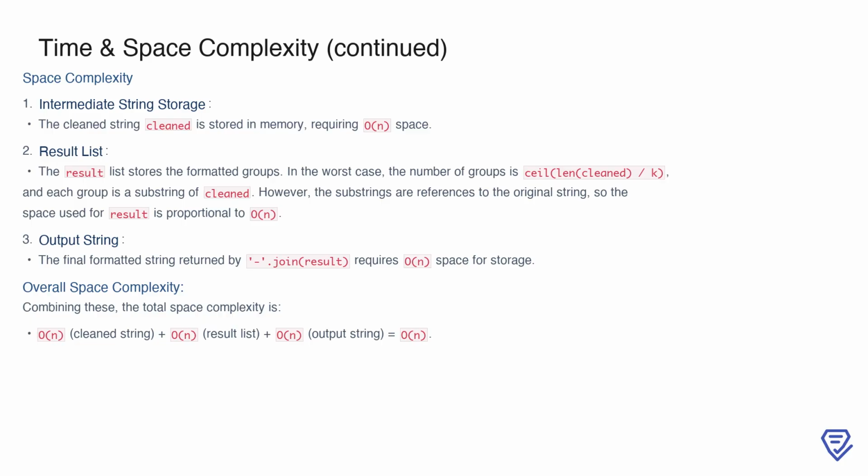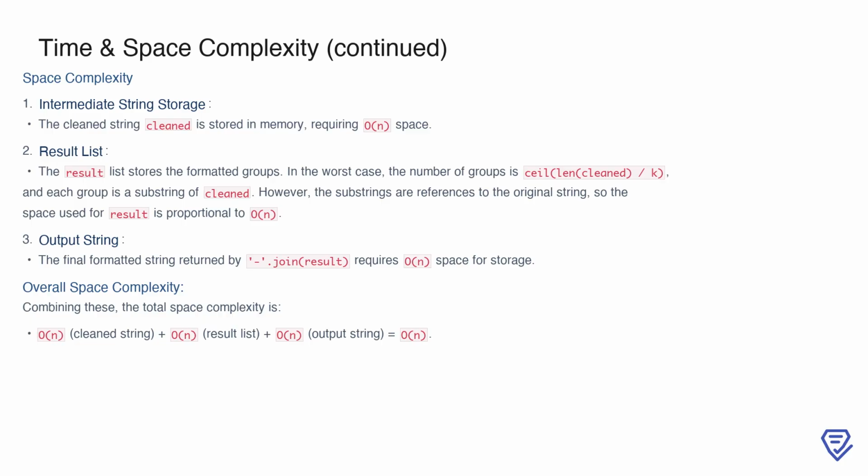Next, the result list is used to store the formatted groups. In the worst case, the number of groups is ceil(len(cleaned)/k), but since these groups are references to substrings of the clean string, the space required by the list is proportional to O(n). Finally, the output string generated by dash.join(result) also requires O(n) space to store the formatted result.